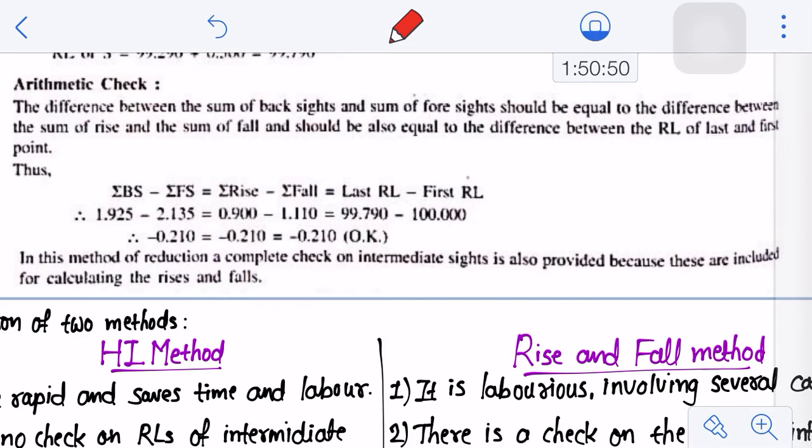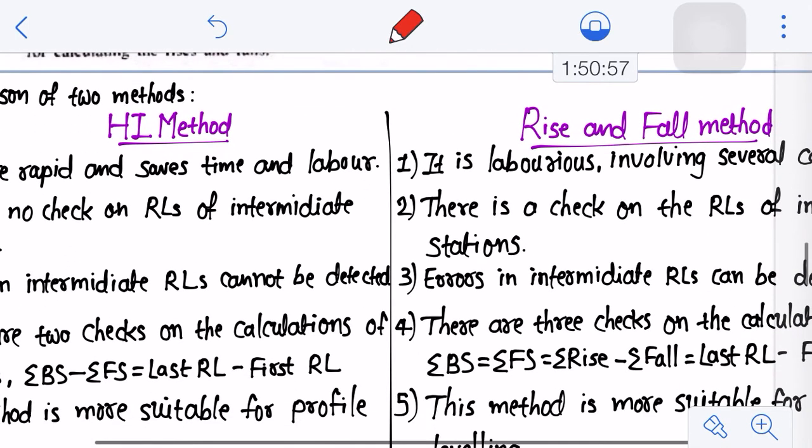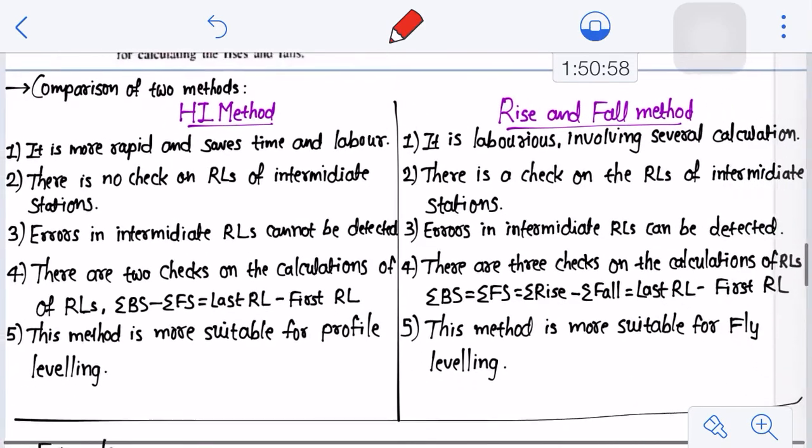However, there is always a matter of choice whether you want to go with your HI method or rise and fall method. That's why it is necessary now to discuss the difference between these two methods quickly, so that you can understand when to choose these methods for your leveling work.